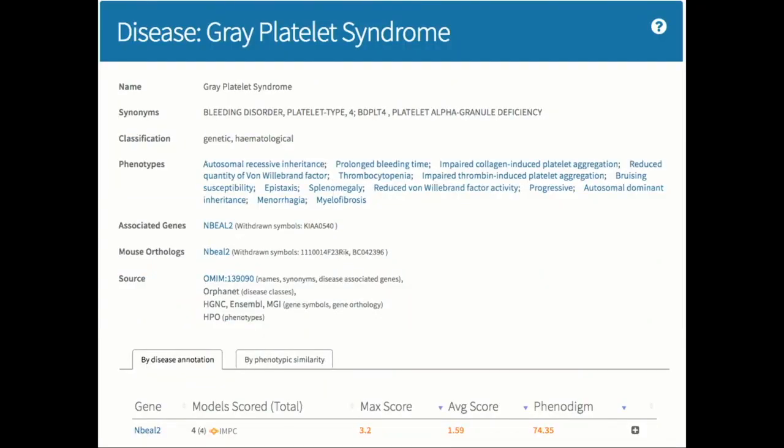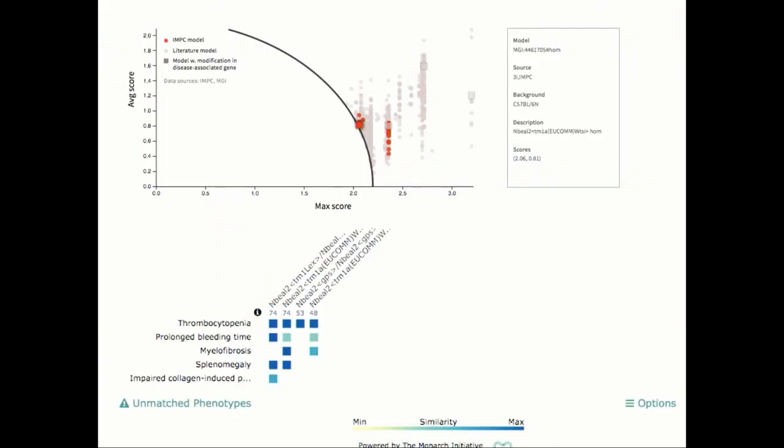We use these algorithms within the IMPC, so we compare all possible diseases in OMIM and OrphaNet against all our IMPC genotype to phenotype associations and look for similarities. This shows one example for gray platelet syndrome, where the known gene is MBL2, and when we look at that gene in the IMPC, it gets a nice phenotype similarity score. You can start to drill down into the results on the IMPC page, and you can see it scores well because it's reproducing the thrombocytopenia phenotype and the spleen phenotypes, and you can click on any of these blue squares and really see why it matched phenotypically.